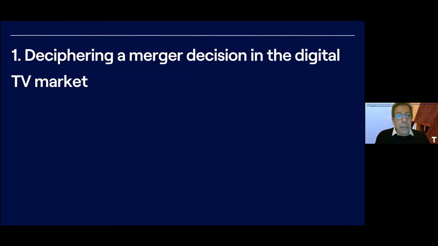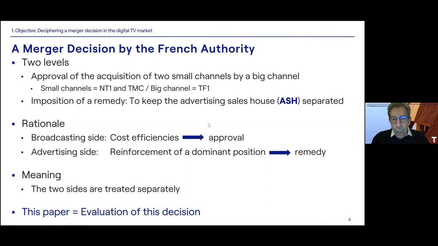So this work started with a decision from the French authority. The French authority has approved the acquisition of two small TV channels by the biggest TV channel in France. But at the same time, it had imposed a remedy, that is to say, to keep the advertising sales house separated. The advertising sales house is the part of the TV station that is in charge of selling slots of time to advertisers for their advertising campaign.